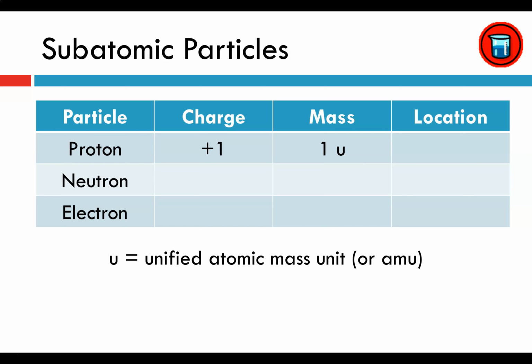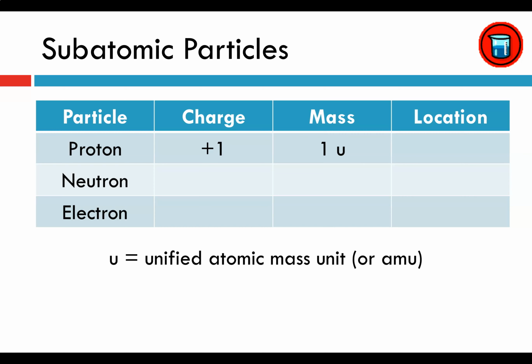U is a unified atomic mass unit. You might have seen the unit AMU instead, one and the same. I don't really care which one you use. Unified atomic mass units, or atomic mass units, are extremely small units of mass. That makes sense. We use it to measure the mass of subatomic particles in individual atoms or molecules.